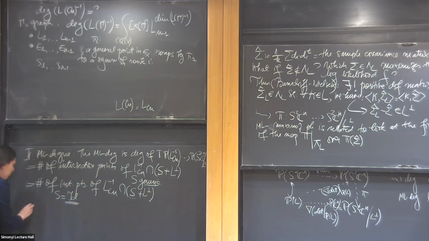But now we have to look at how the points in L_CN inverse, where we have identity plus L perp, how the points look like.